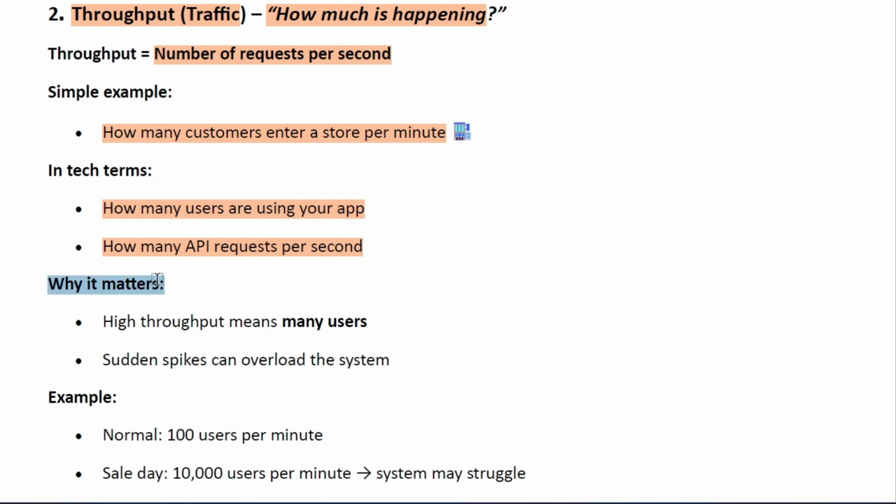Why does it matter? Because if you have high throughput, meaning many users, a sudden spike can overload your system. Let's assume you have a system with 4 GB RAM and a two-core CPU, and that system can hold only 100 users per minute. But suddenly you get 200 user requests in 1 minute, so it might break your system, and you might get an alert that the application is not working fine for the other 100 users.